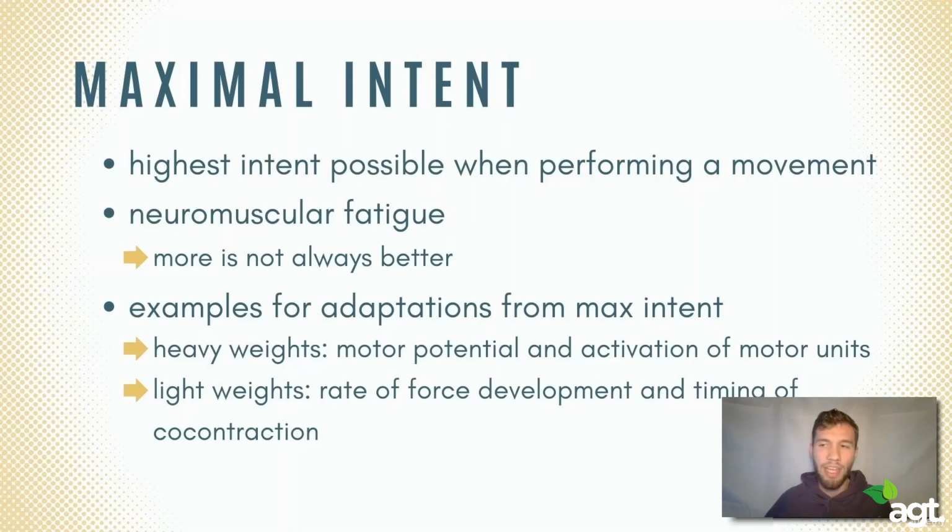Some examples of the adaptations that we get from max intent training, in this case when we're lifting weights, are that we need to generate high forces in a short time in order to move the weight fast. If we are lifting heavy weights with maximal intent, we're training that motor potential and the activation of motor units. So we express maximal force and develop central mechanisms for force production. With light weights, we're more focused on the rate of force development, or the timing of the co-contraction and the velocity of the force production.